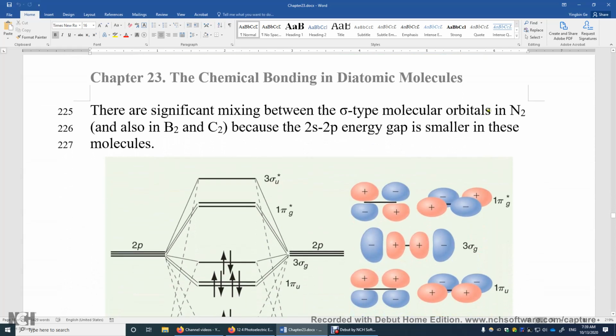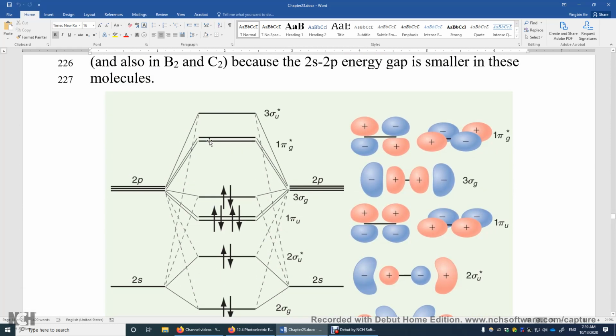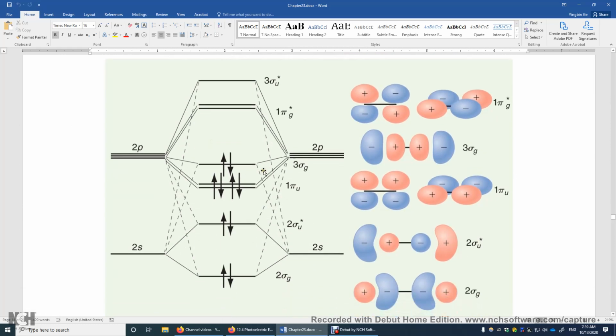Now let's look at N2, and similarly B2 and C2. So N2 first. If you look at N2, it looks a lot more complicated. You see those dashed lines here? There are two dashed lines here, and two here, and two here, and two here. So first, when you look at the molecular orbital diagram of N2, you see many more lines.